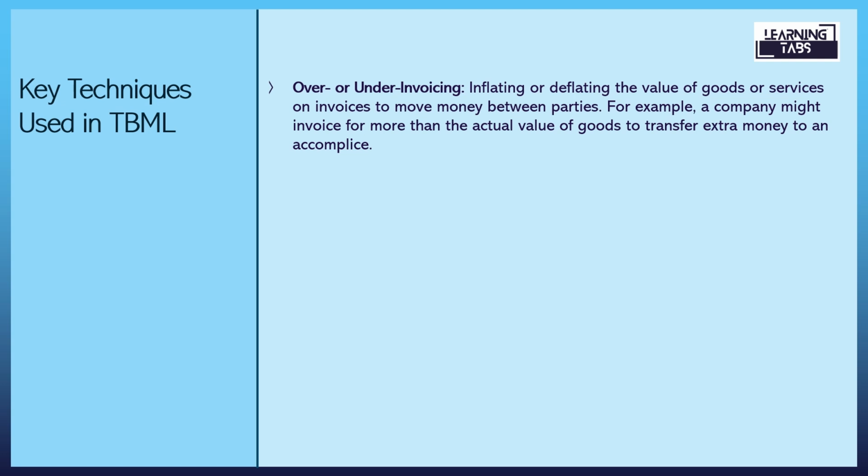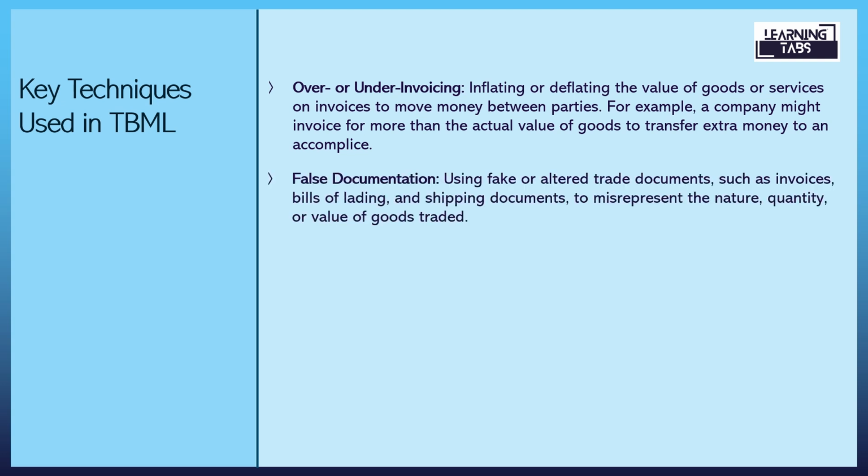For example, a company might invoice for more than the actual value of goods to transfer extra money to an accomplice. False documentation: using fake or altered trade documents, such as invoices, bills of lading, and shipping documents, to misrepresent the nature, quantity, or value of goods traded.